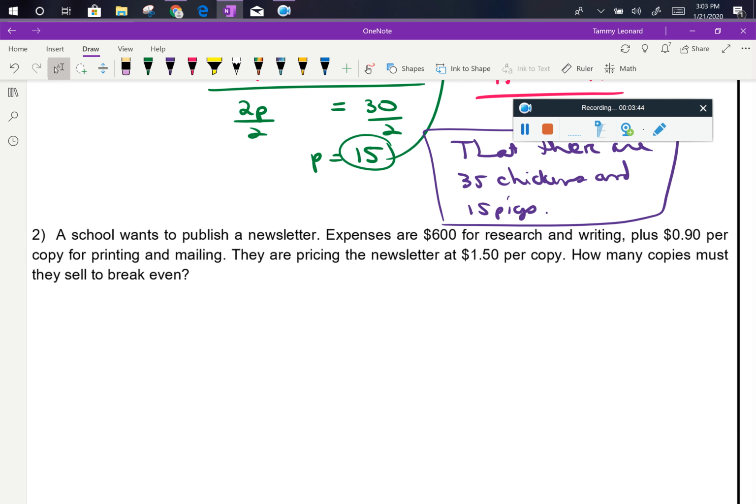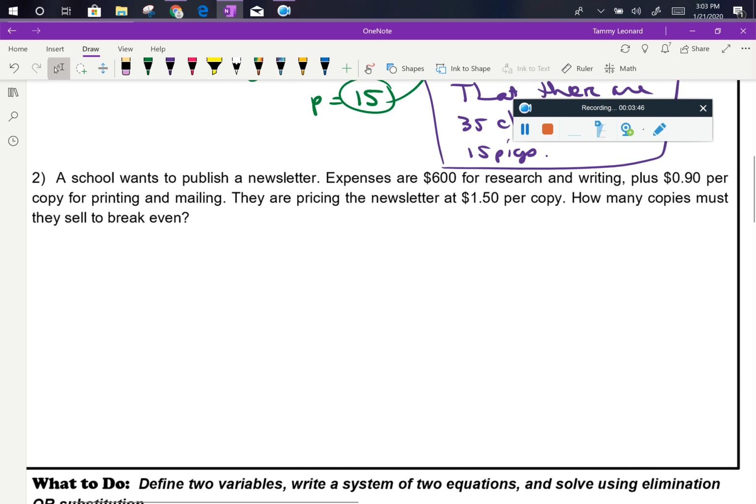Expenses are $600 for research and writing, plus 90 cents per copy for printing and mailing. They are pricing the newsletter at $1.50 per copy. How many copies must they sell to break even? Okay, so first we have to understand this concept of breaking even. In breaking even, the cost it takes to make something is equal to the revenue brought in from selling it. In other words, the money that goes out has to equal the money that comes in.